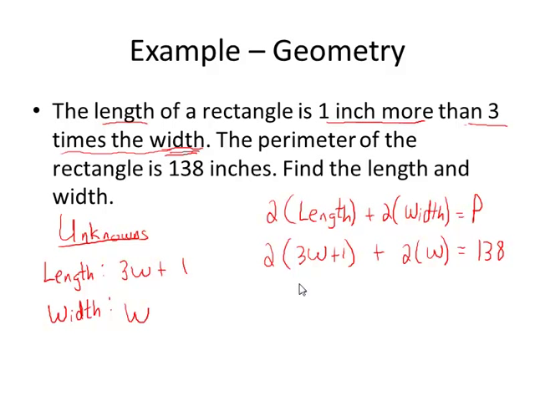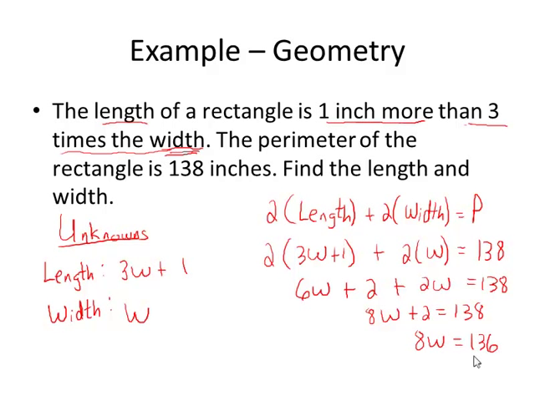Distribute, just like we did in the last problem, right? 2 times 3W is 6W, plus 2 times 1 is 2, plus 2W equals 138. Combine like terms. I'm running short on room here, so I'm going to go ahead and say the step without actually showing it. I need to subtract 2 next. 138 minus 2 is 136. And I divide both sides by 8, and I'm left with W equals 17.